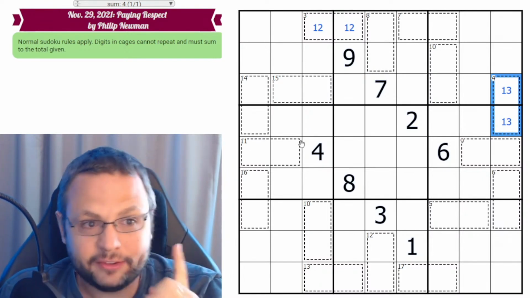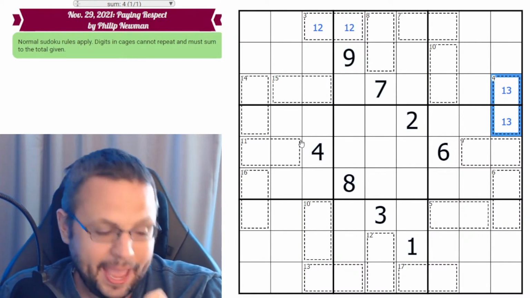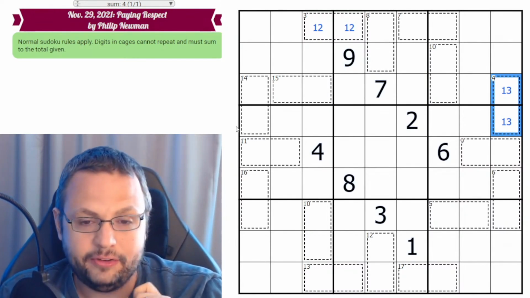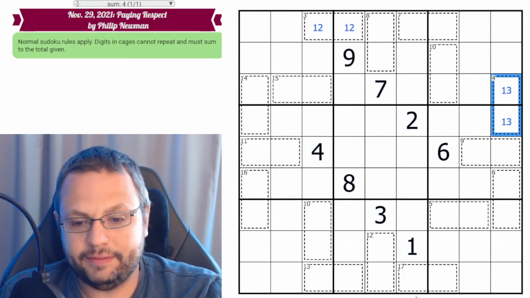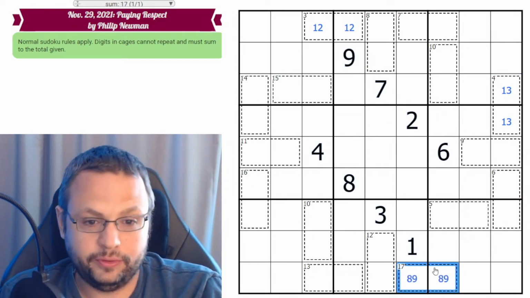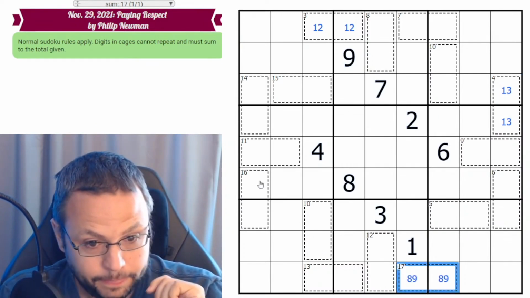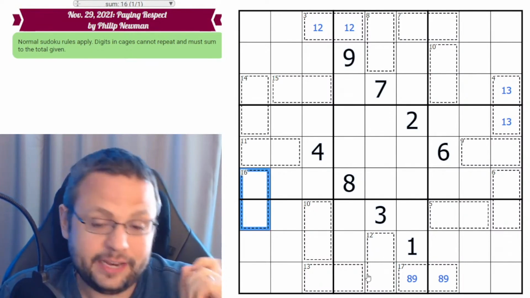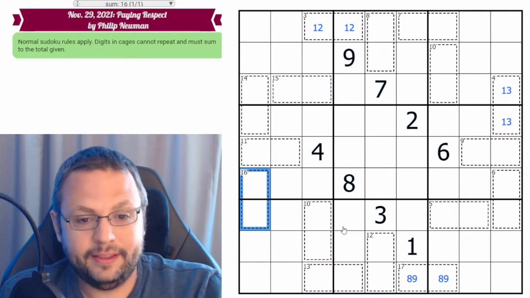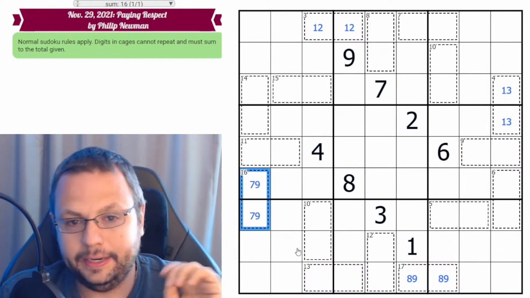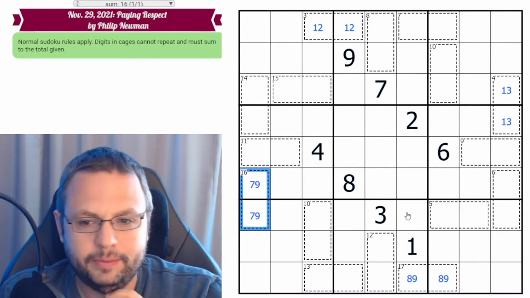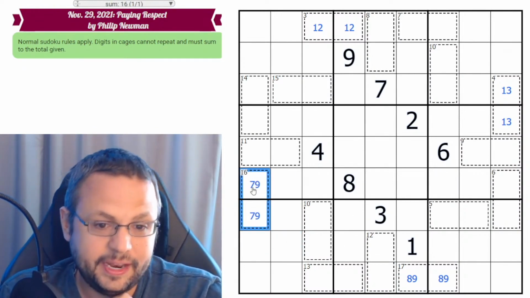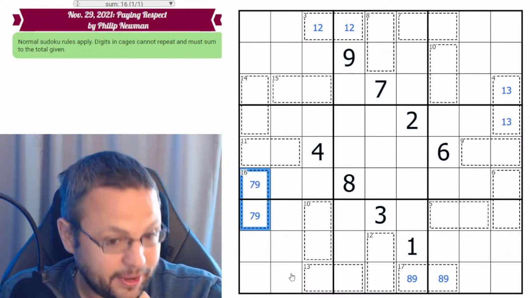Now, what about the maximum? The maximum I could put in a 2-cell cage is 8, 9, which would be 17. So this one's actually forced. This one's 8, 9. And then the 16 is also forced because the 16 is 7, 9. Even though 16 always seems a little sus to me, 16 has to be 7, 9. It's 1 less than the maximum.